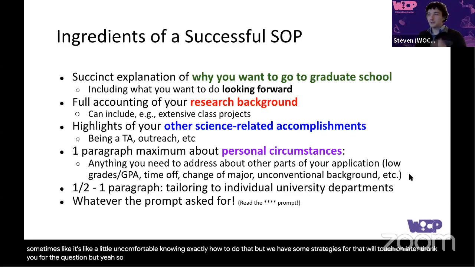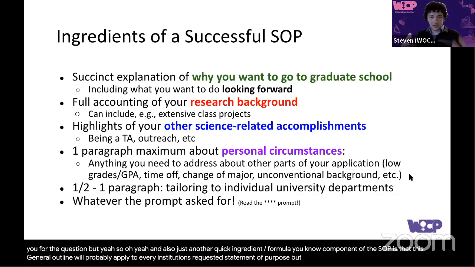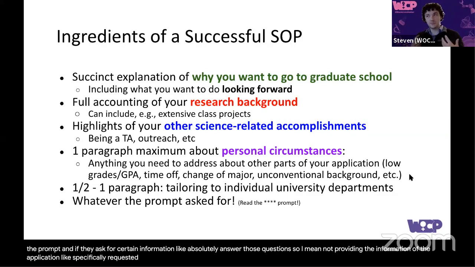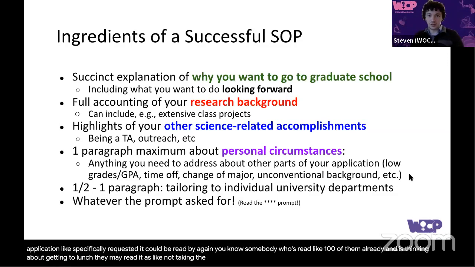But yeah, also just another quick ingredient, a component of the SOP, is that this general outline will probably apply to every institution's requested statement of purpose, but just make sure that you read the exact phrasing of the prompt. And if they ask for certain information, absolutely answer those questions. Not providing the information that the application specifically requested could be read by somebody who's read like 100 of them already and is thinking about getting to lunch. They may read it as not taking the application seriously.